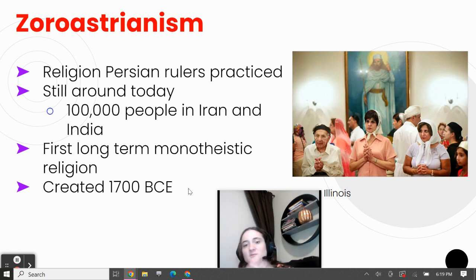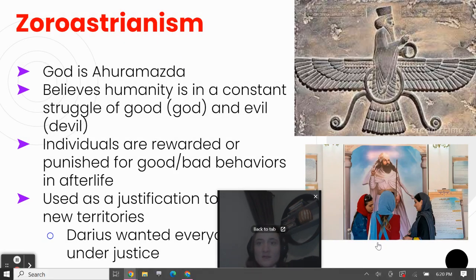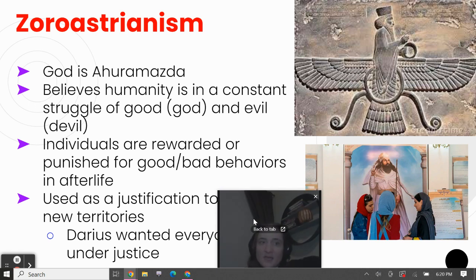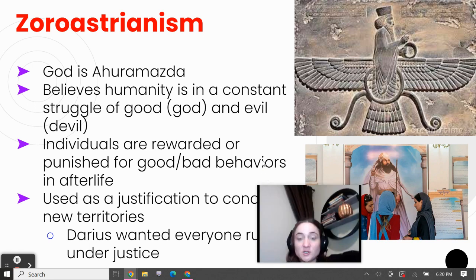So, I know we talked about Judaism last unit. That would also be one of the first long term monotheistic religions. And it was created in 1700 BCE. So the god is Ahura Mazda, and he believes that humanity is in a constant struggle of good, which would be the god Ahura Mazda, and evil, which would be the devil. Individuals are rewarded or punished for good or bad behaviors in the afterlife.